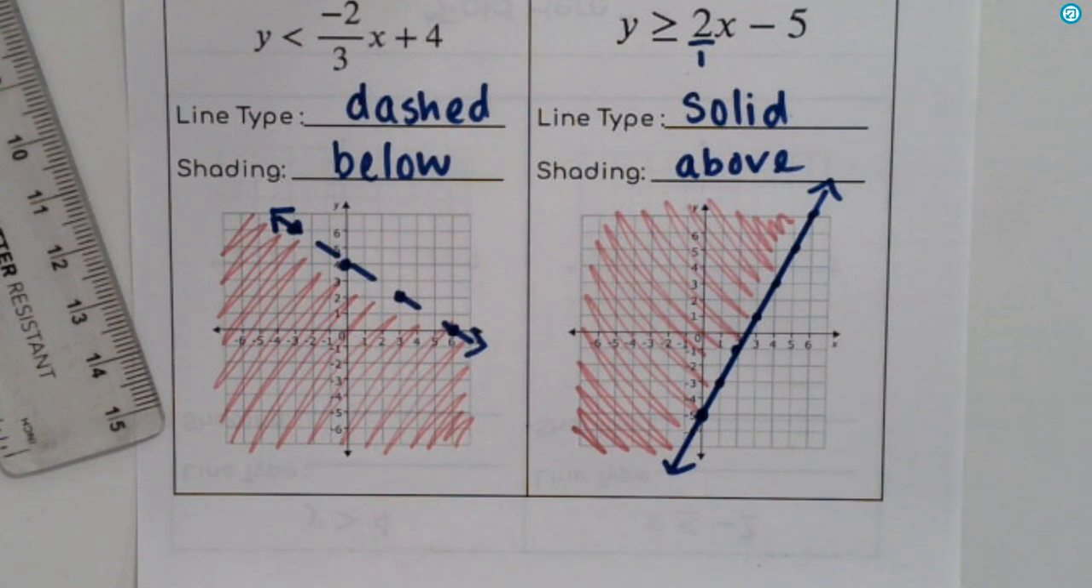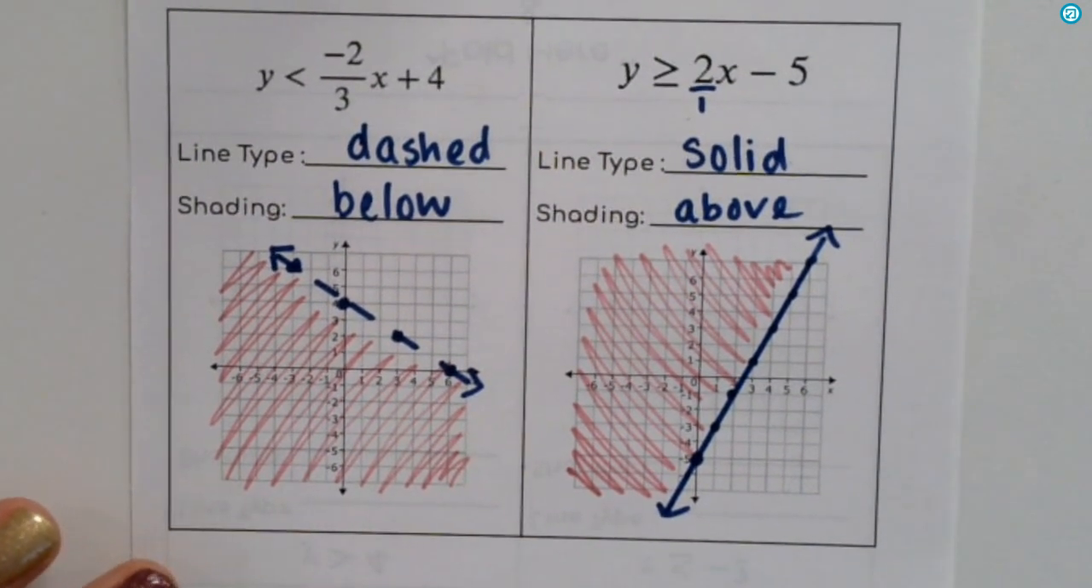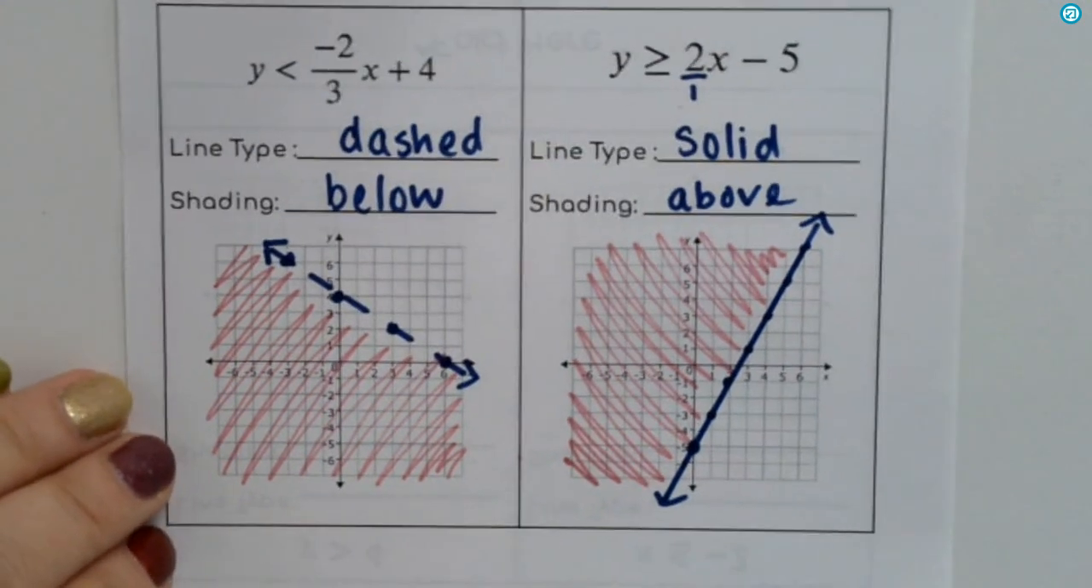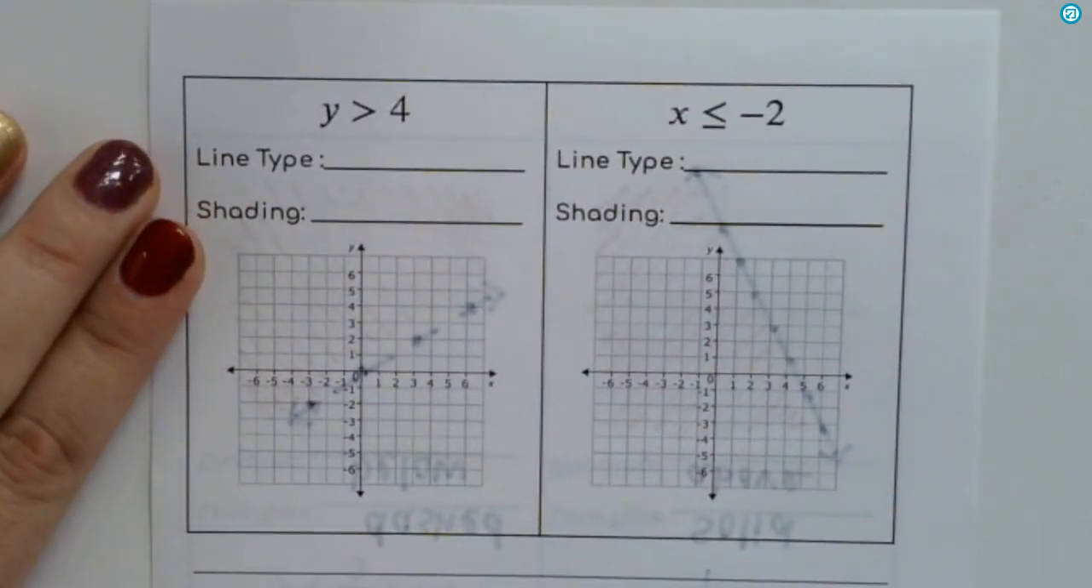Okay. Any questions about either of these guys? Okay, so we've got 2 more on the back. The 2 more that are on the back are the exact same thing, but they're with our horizontal and our vertical lines. So go ahead and flip this over. We've got y is greater than 4.